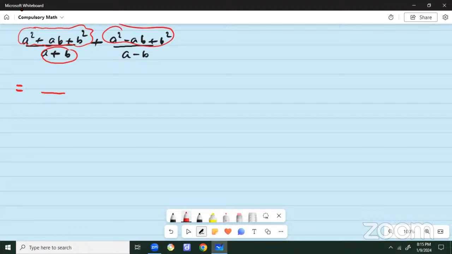So what we can do here is, if we take the LCM, what is the LCM of a plus b times a plus b and a minus b? Miss Sherpa, what is the LCM of a plus b and a minus b? Or Ayush or Rupesh, anyone? What is the LCM of a plus b and a minus b? A square minus b square. It's a plus b times a minus b, which will give you a square minus b square.